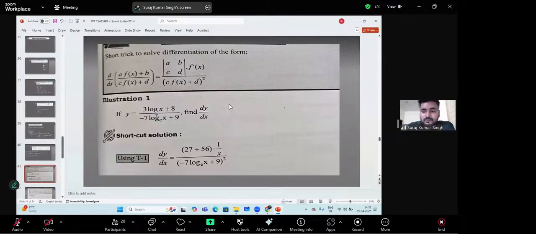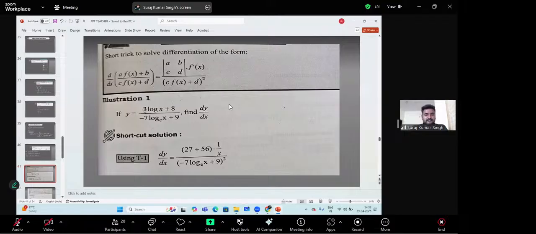So everyone will try to use the u by v rule. But I am suggesting that we should write a determinant with a, b and c, d, take the derivative of f(x), that is f dash x, and the denominator is squared only. Let us see the example. In place of a is given 3, in place of b is 8, in place of c is minus 7, and in place of d is 9. What should be the answer?